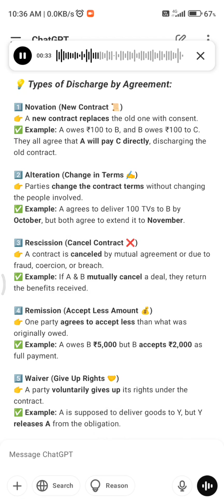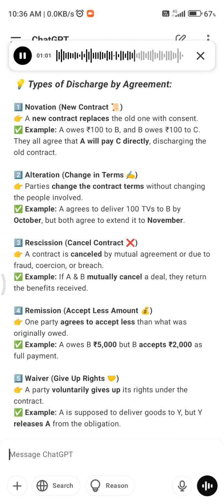2. Alterations. Parties change the contract terms without changing the people involved. Example, A agrees to deliver 100 TVs to B by October, but both agree to extend it to November. 3. Rescission, cancel contract. A contract is canceled by mutual agreement or due to fraud, coercion, or breach. Example, if A and B mutually cancel a deal, they return the benefits received.